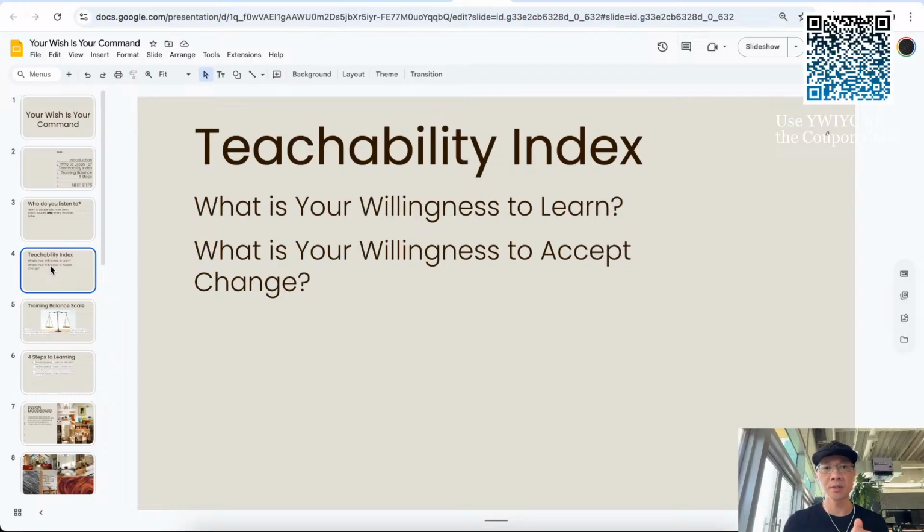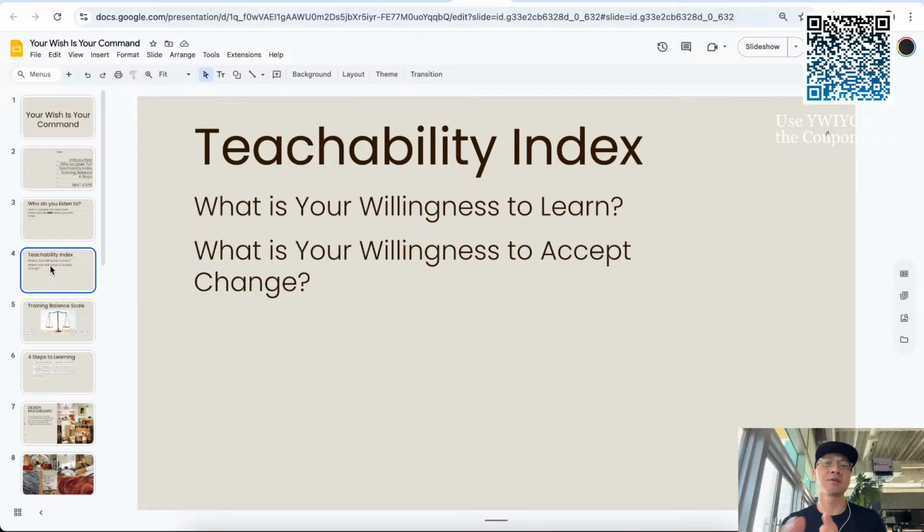It has two components. The first component is, what is your willingness to learn? What is your willingness to learn right now? You've got to give yourself a score between 0 to 10. Teachability Index, many people often say, hey, I'm very teachable, I'm very coachable. Can you quantify something like this? Is it something that you can quantify? How would you say if you're actually willing to learn something? So these two scores: what is your willingness to learn is a score between 0 to 10. And what is your willingness to accept change? That's also a score between 0 to 10.